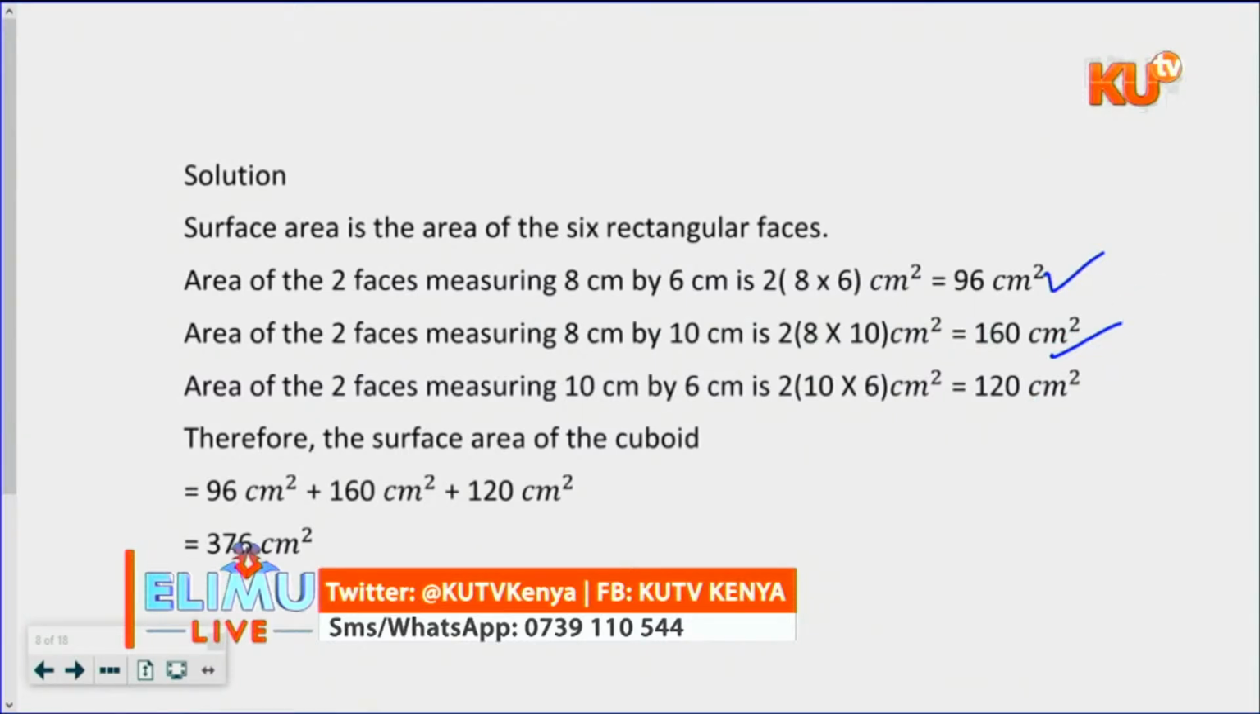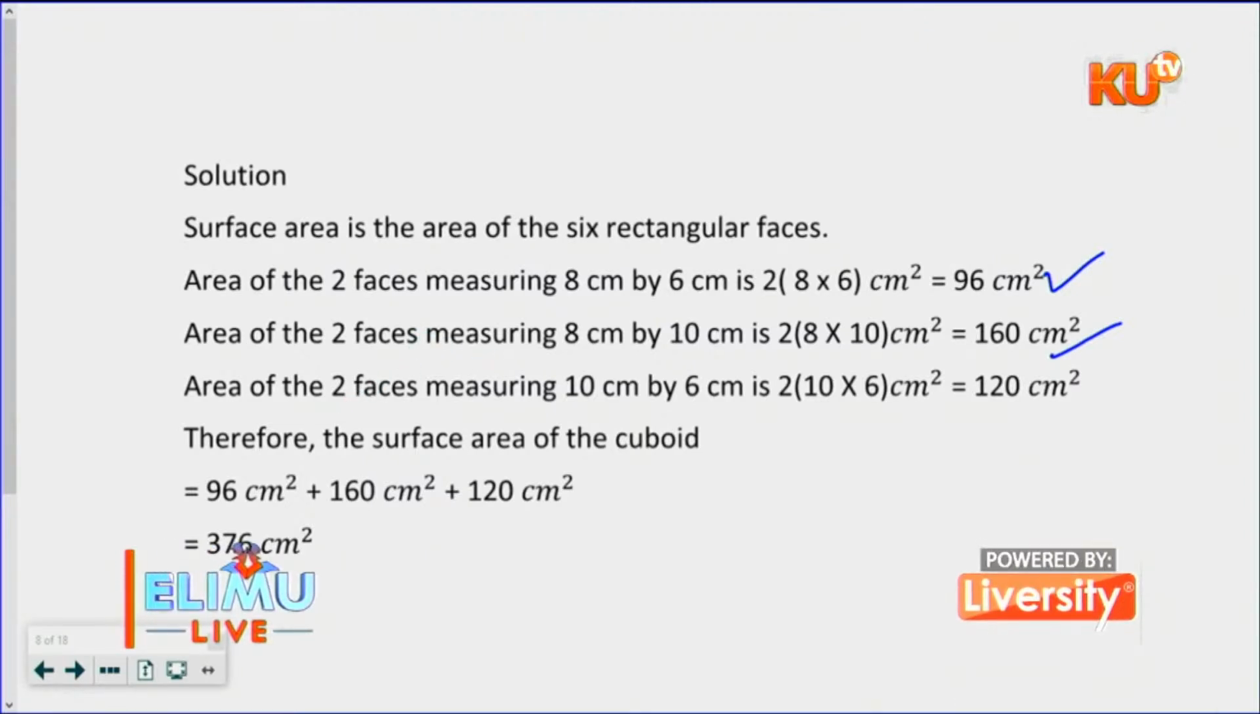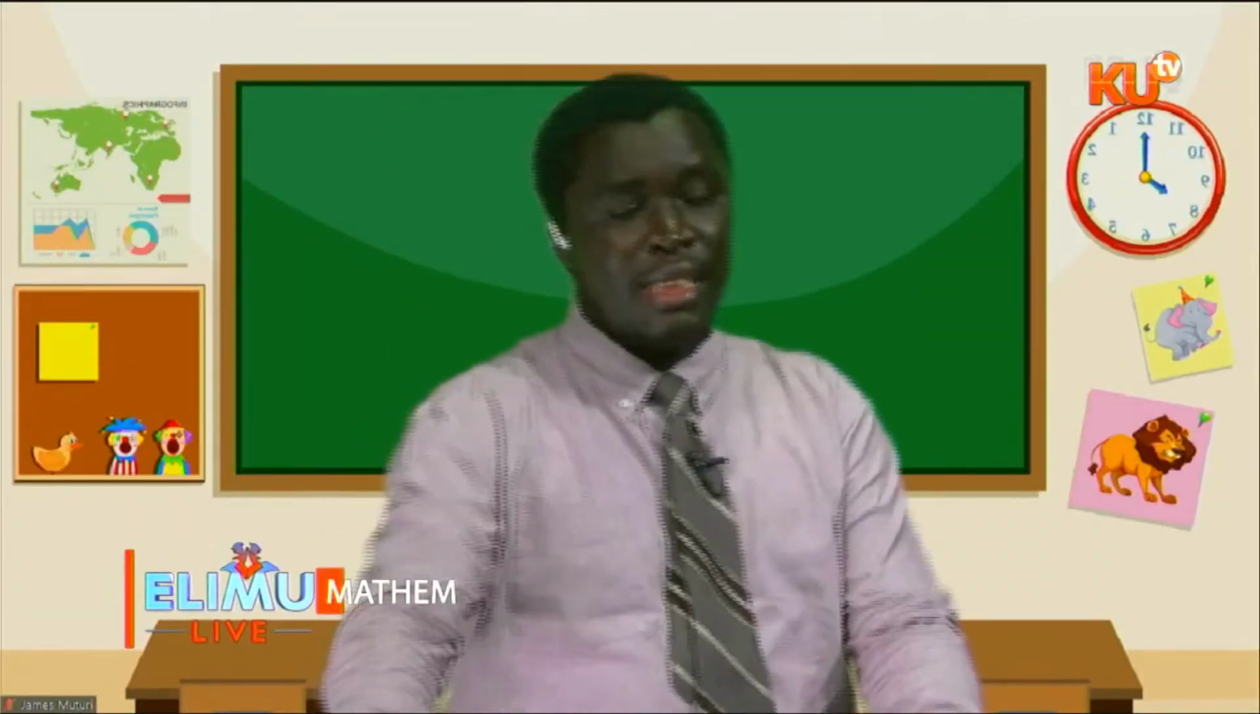square centimeters, I mean. And we come to the third, area of 2 faces measuring 10 centimeters by 6 centimeters. There are 2 faces, so we say 2 into 10 times 6. This one will give us 120 square centimeters.